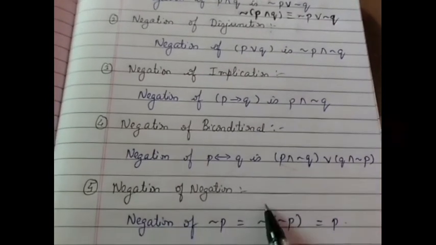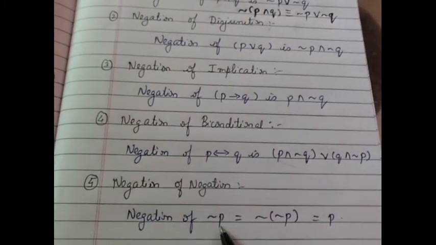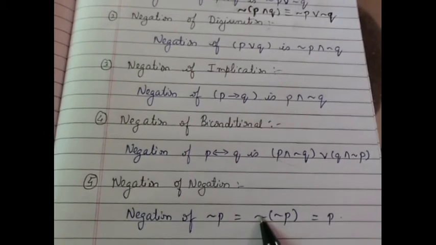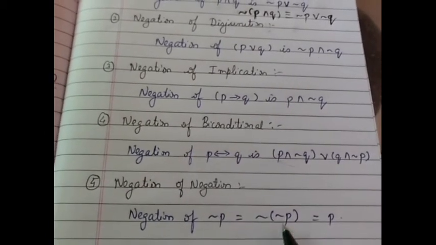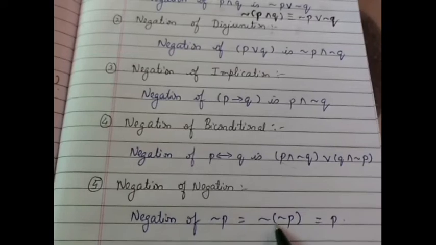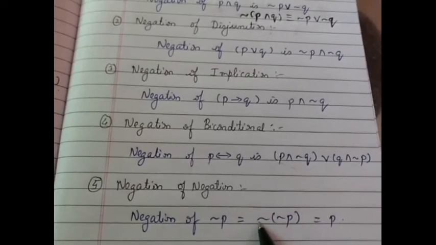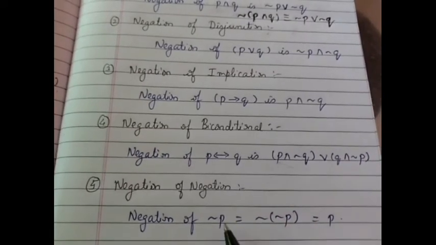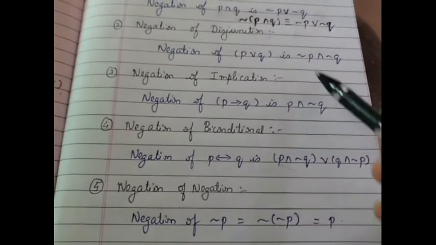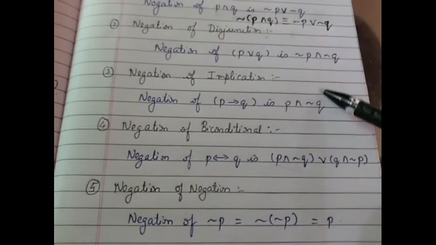Then last one, negation of negation. Negation of negation P means we are applying negation to negation P. Here there are 2 negations, so the negation gets cancelled and it is P. So negation of negation P is P. You will remember these as 5 formulas.